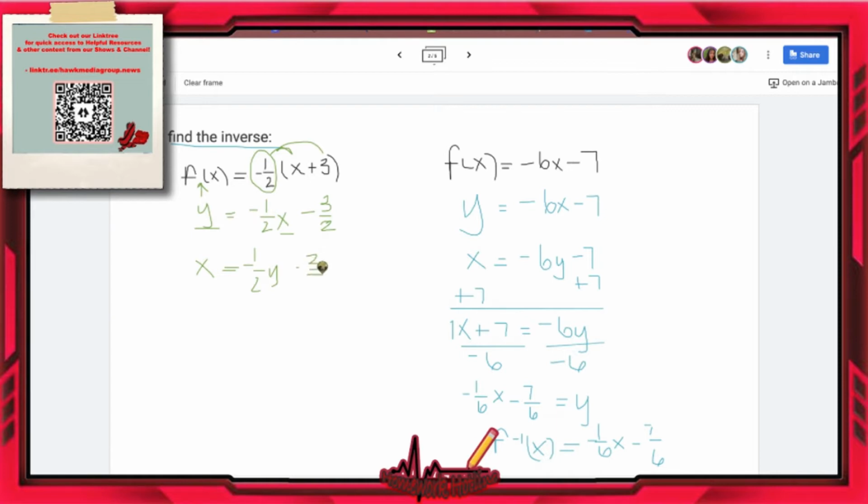And again, we're just going to do the exact same thing that we were just doing before. Are you going to add, or are you going to divide? Multiply first.